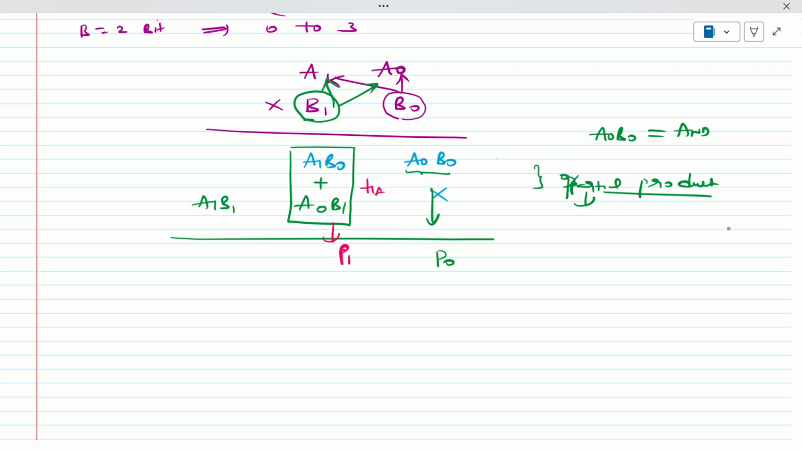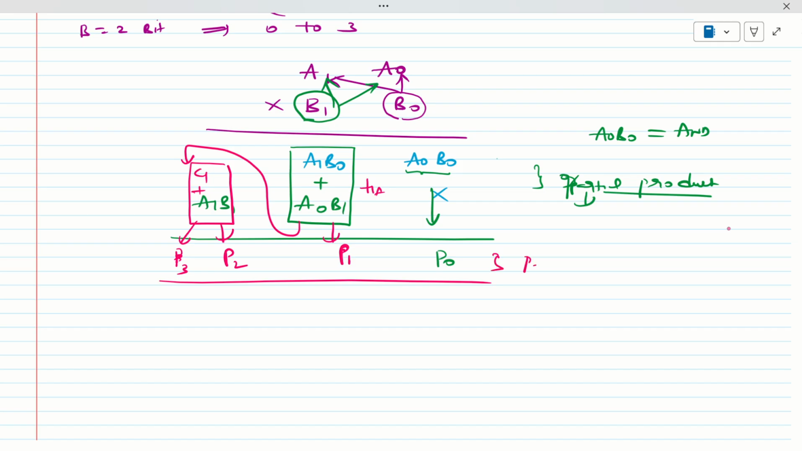Which is called as p1, and it carries forward to the next column which is called as c1. Again c1 plus a1 b1, which is how many bits, 2 bits. Again we required half adder. p2 is nothing but sum, p3 is nothing but carry. Okay, this is nothing but our final product.